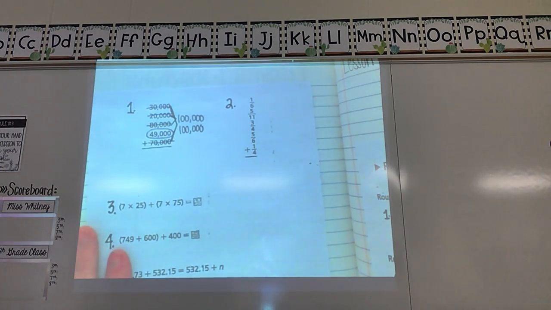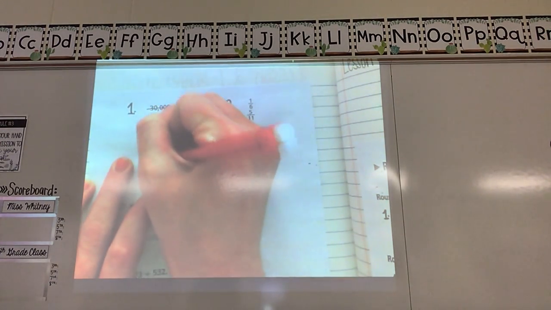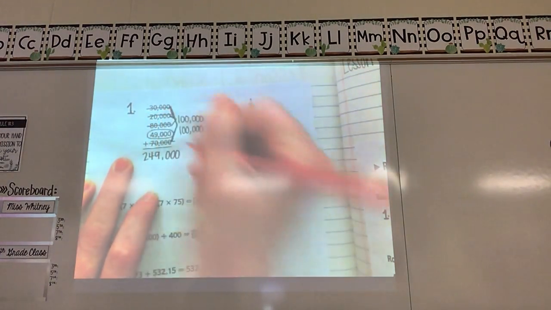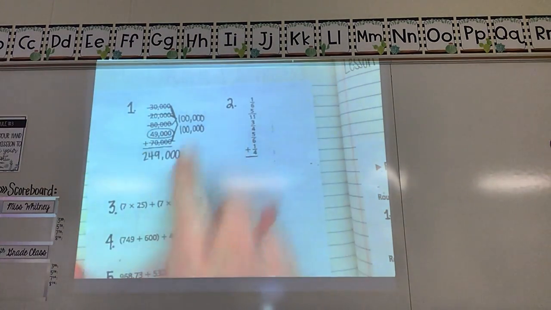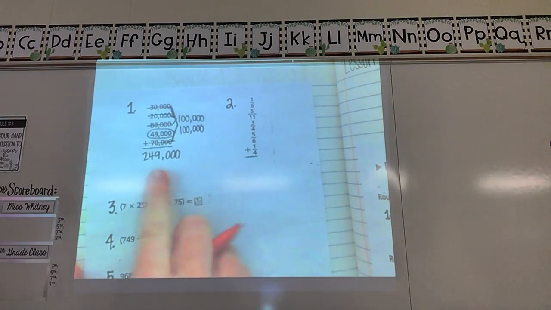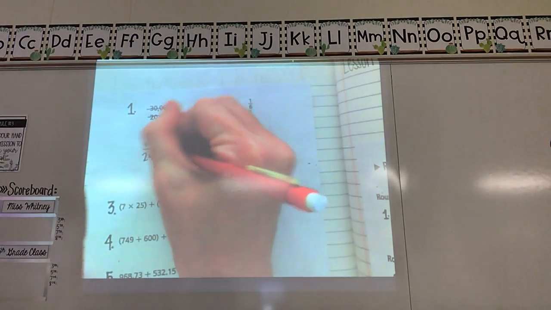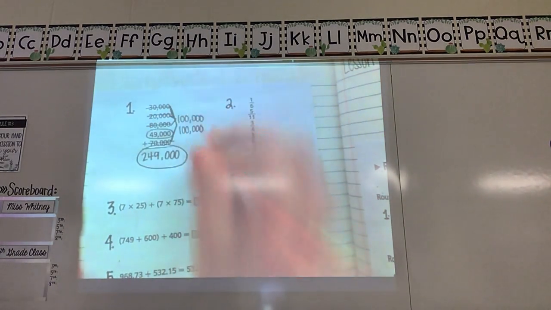I can do that easily in my head. What would my answer be? 249,000. So see, making those other groups not only makes it quicker, but it makes it easier because I can do it in my head and I don't have to do a lot of carrying or borrowing or any of those types of things. It's just 249,000.